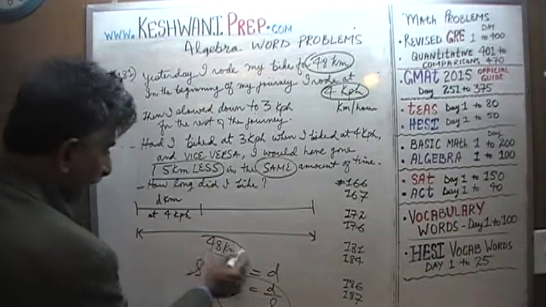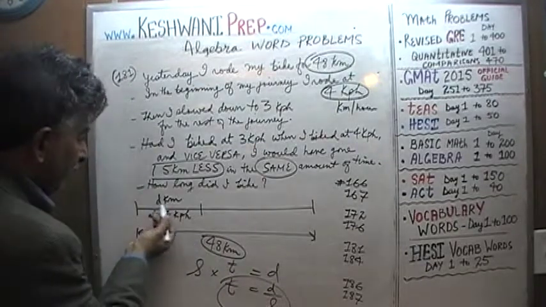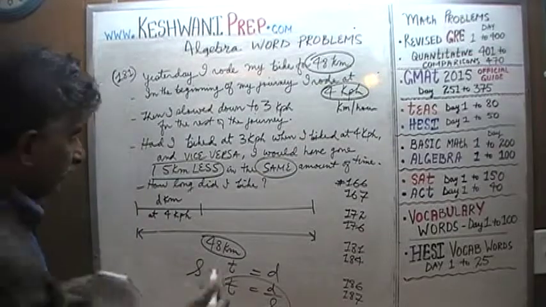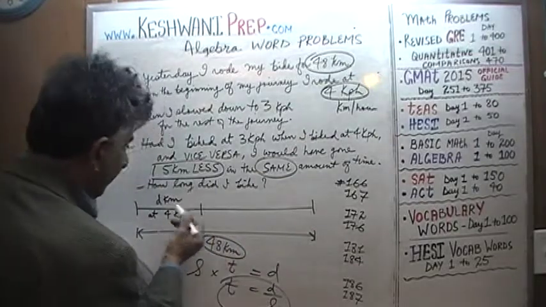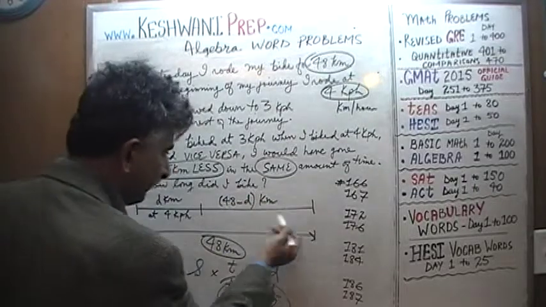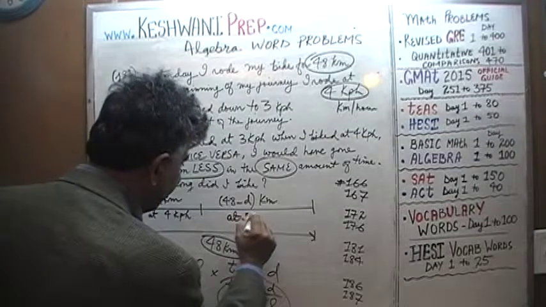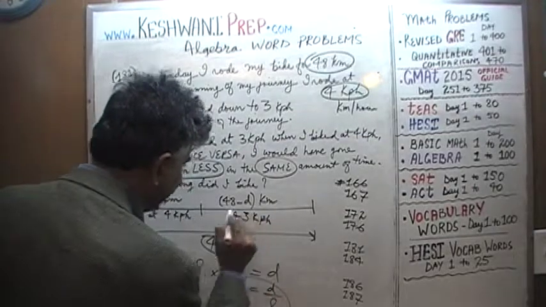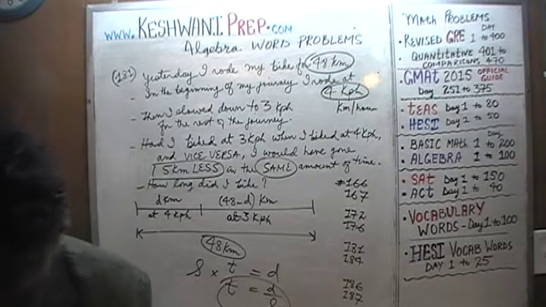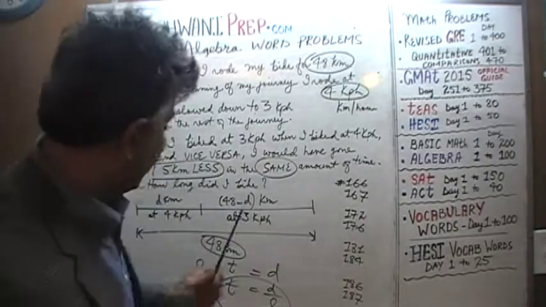Since we are traveling 48 kilometers altogether, if we travel d kilometers at the fastest speed, then the remaining distance must be 48 minus d kilometers. This segment of the journey, I must have gone at 3 kilometers per hour. Let's find out what that translates into: the time for each segment of this journey.